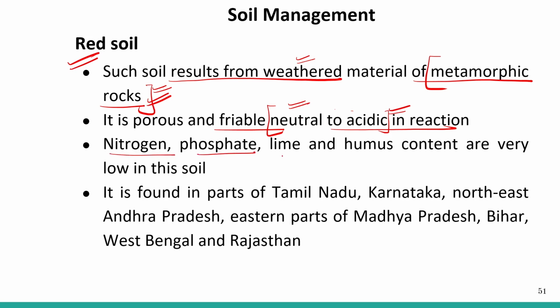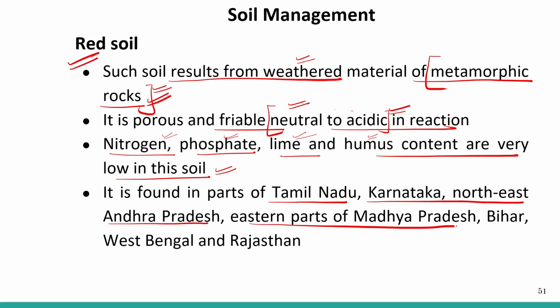Nitrogen, phosphate, lime and humus content are very low in this soil. It is found in parts of Tamil Nadu, Karnataka, northeast Andhra Pradesh, eastern parts of Madhya Pradesh, Bihar, West Bengal and Rajasthan.